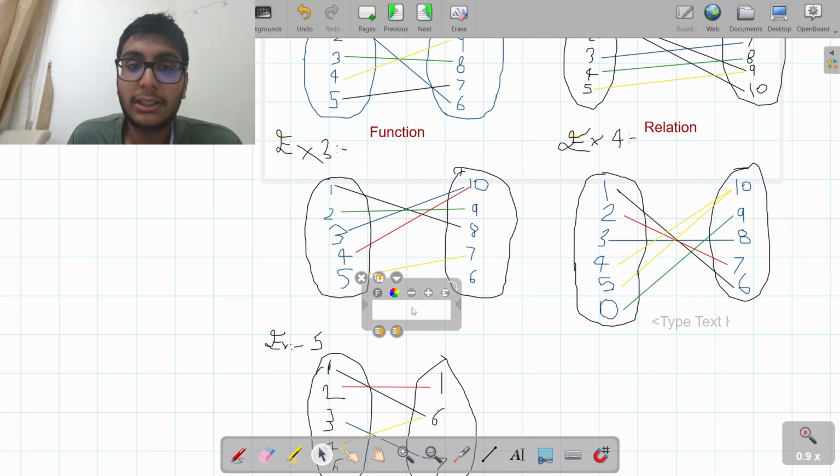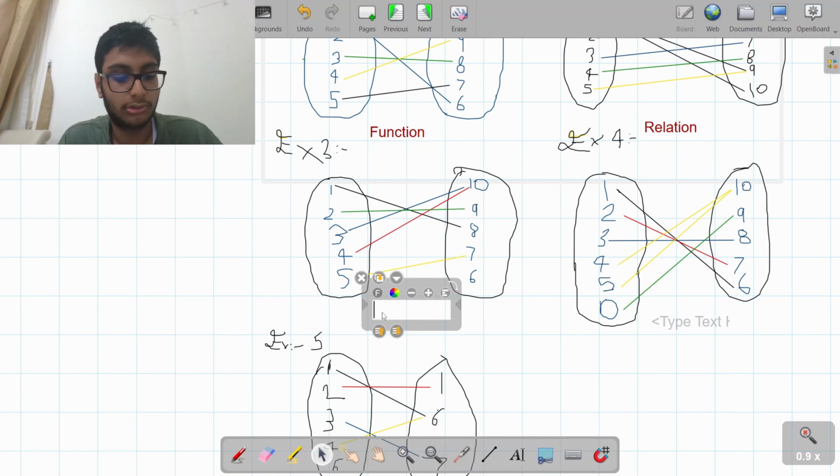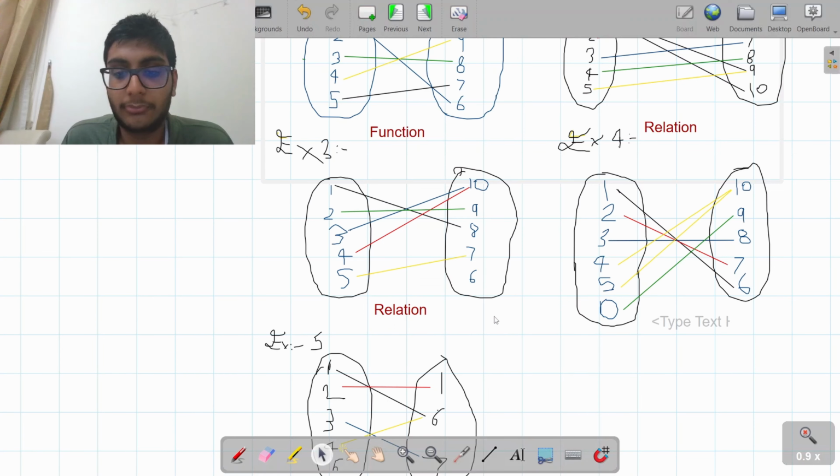There can never be a case where there is an output but there is no input that has any relation with that output. Slow down the video and rethink what I said again, and then you'll be much more clear with the concept. So this is a relation, and not because 3 and 4 are connected to a similar output, but because 6 doesn't have an input.